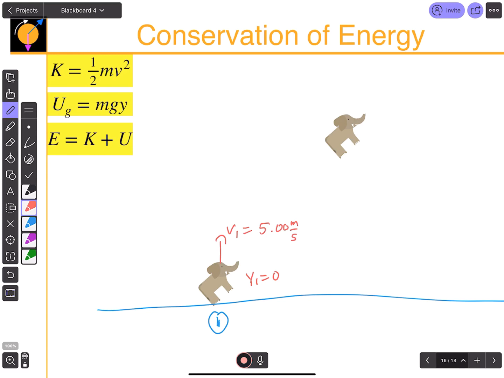Then I want to know, oh, and I guess I need a mass for this thing. So let's give it, I don't know how big elephants are. Let's give it 1,000 kilograms. It's a baby elephant maybe. So I throw that elephant upwards. And I want to know, how high does it go? That's a good question. Now, here's the trick.